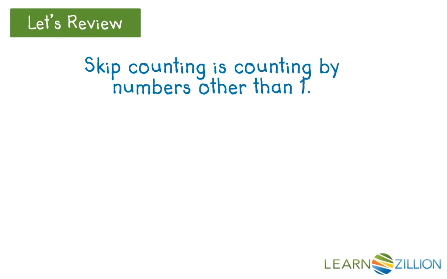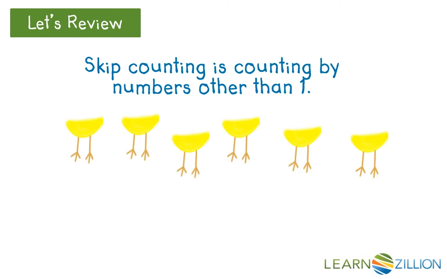Skip counting is counting by numbers other than one. Suppose we were counting chicken legs. Instead of counting each leg one at a time, we can count by twos because they are pairs. Counting by twos looks like this: 2, 4, 6, 8, 10, 12. There are 12 chicken legs in all. Skip counting is definitely a faster way to count.